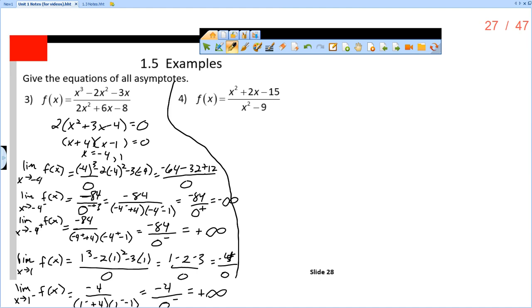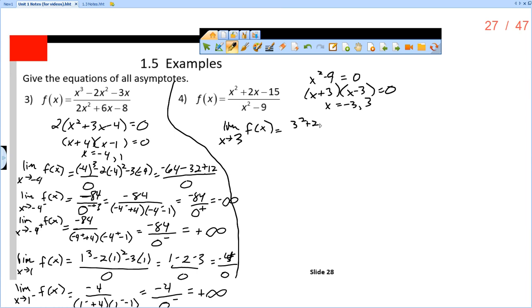All right, so now let's take a look at this one. First step would be to set the denominator equal to 0. x squared minus 9 equals 0. So I factor: x plus 3, x minus 3. And so I get that x equals negative 3 or positive 3, right? So that means I want to evaluate the limit as x approaches, well, let's start with 3, of f of x.